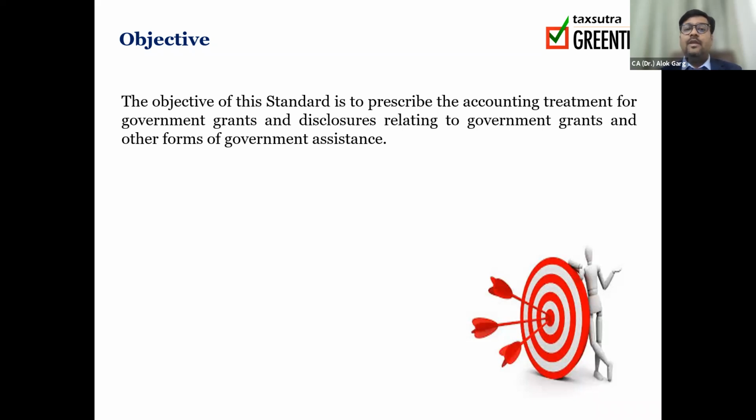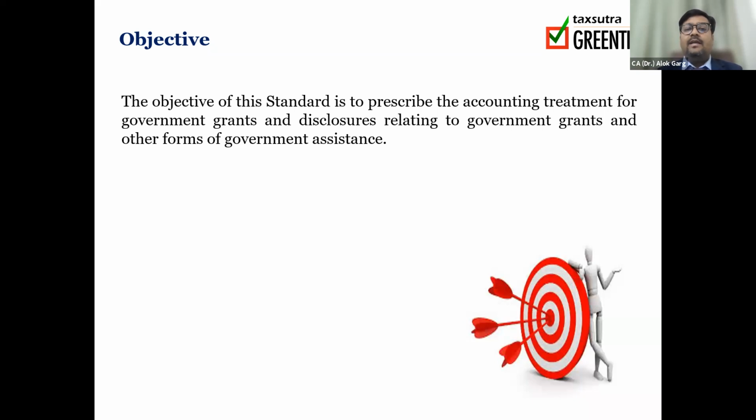Or the government has developed a portal where the government has provided free access to the company for identifying the buyer, identifying the seller, for selling their goods. So the government is supporting the company in its business operation. So this support cannot be quantified in value, and hence it is nomenclated as a government assistance.